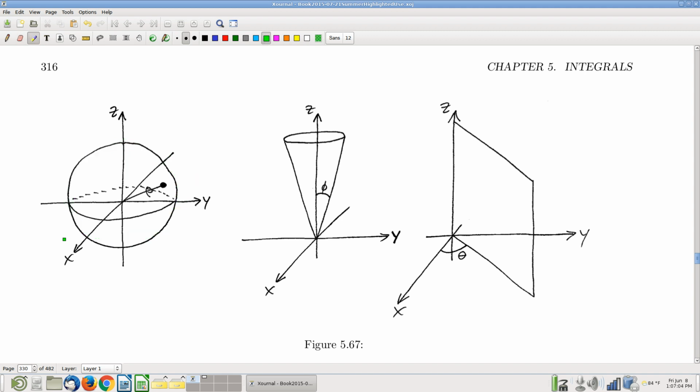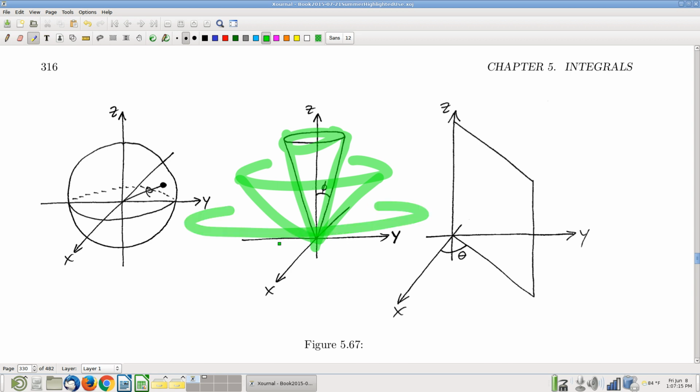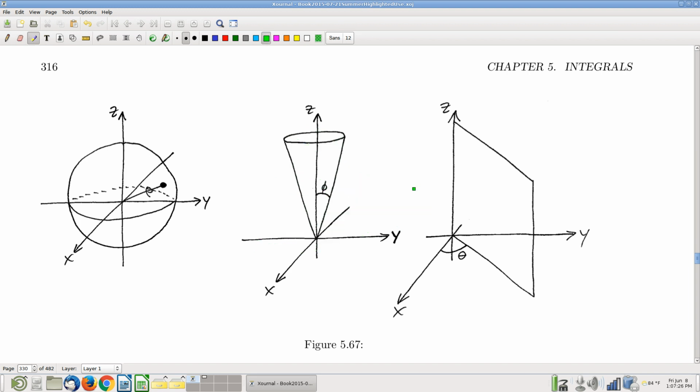A phi slice, a constant value of phi, well, that's a cone, like that. And for different values of phi, you get either tall and skinny or short and wide cones. That's weird. Theta slices, of course, we already talked about those. Just like in cylindrical coordinates, they're just flat planes hinged on the z-axis.